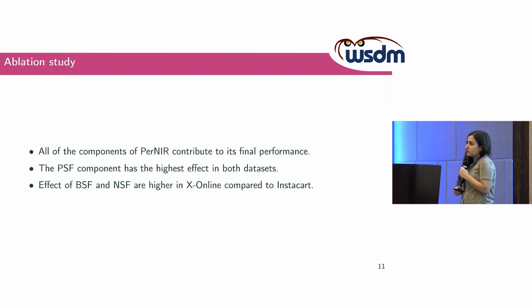At the same time, we also saw that the effects of the other components, like the basket-based scoring function and neighborhood-based scoring function, are different across the two data sets. So for example, in X Online, our private data set, these two components had a higher effect in terms of performance. And this also relates to the fact that these data sets are different, for example, in terms of the average number of items in a basket.